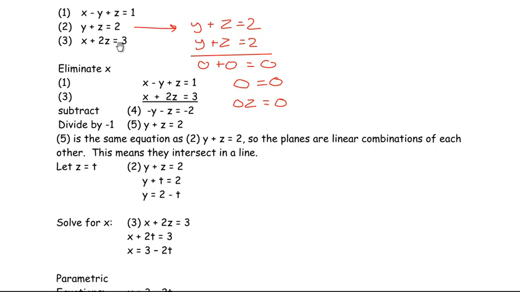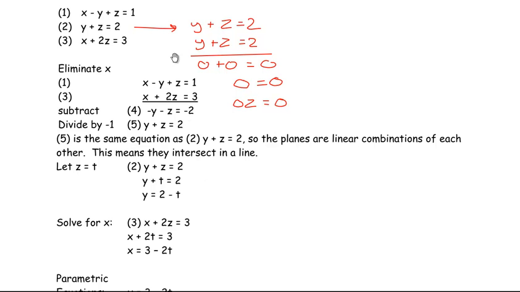And then, so I'm going to go back to one of these to find what x is. So I chose this one. I could have used a different one, it wouldn't matter, but I chose to use the third one here. x plus 2z equals 3. So I'm going to put t in place of z, because remember, z is t here. So bringing the 2t over, x would be 3 minus 2t.